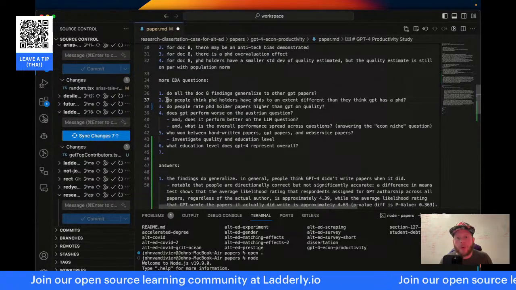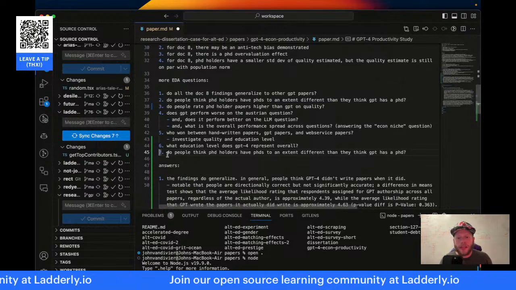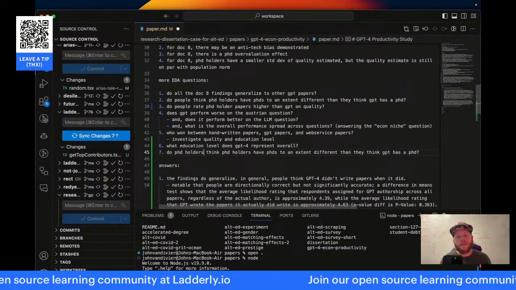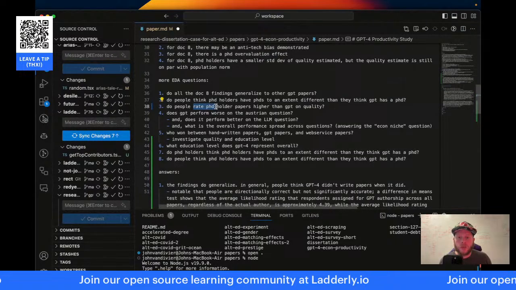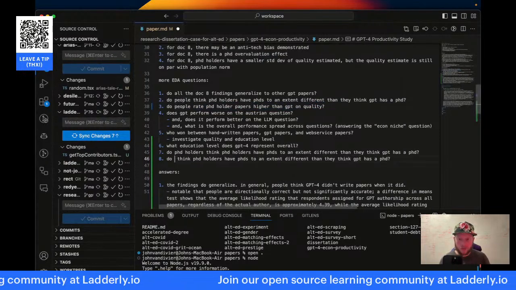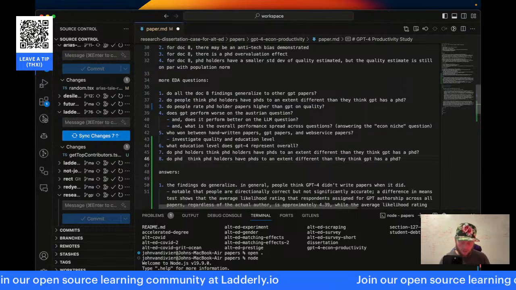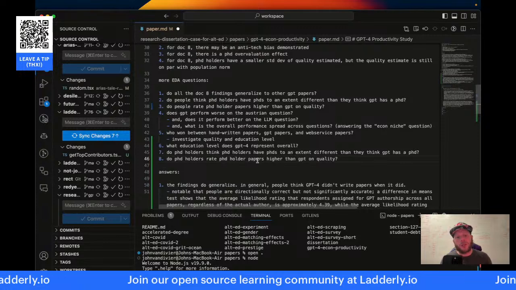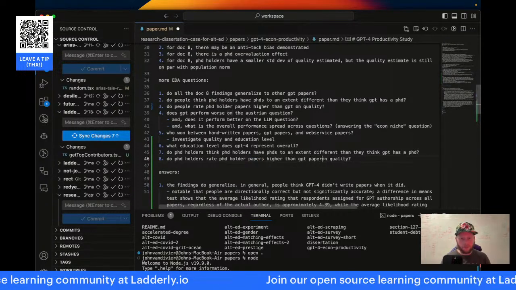Number 7. Do people think PhD holders have PhDs? Do PhD holders rate PhD holder papers higher than GPT papers on quality?